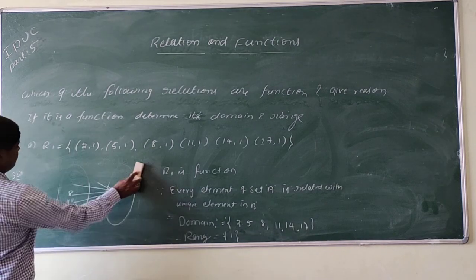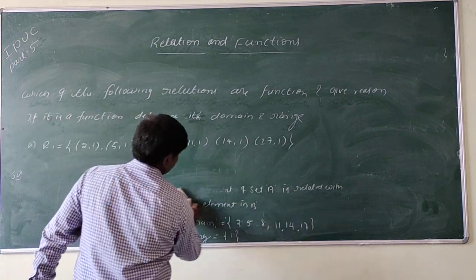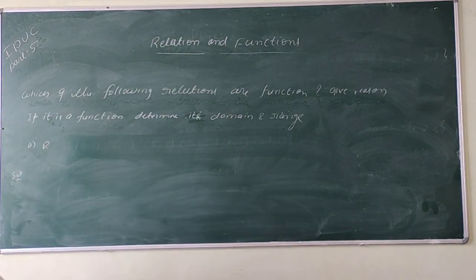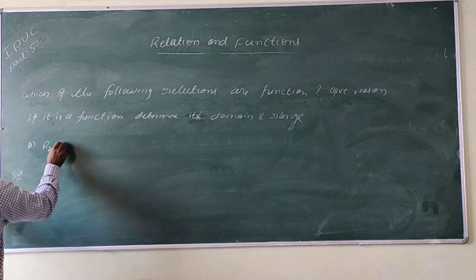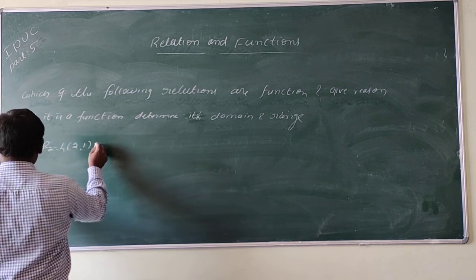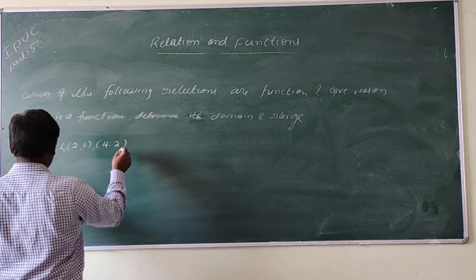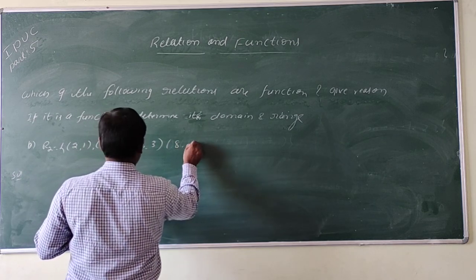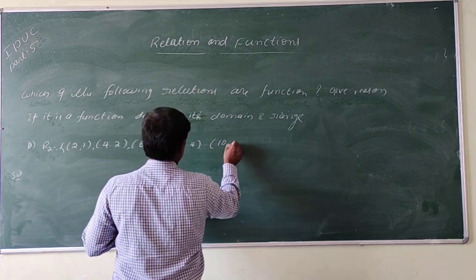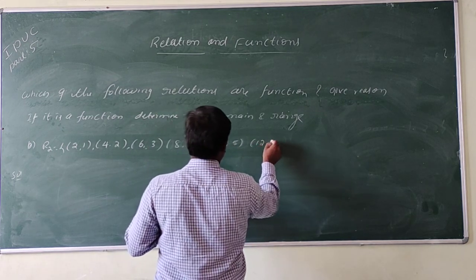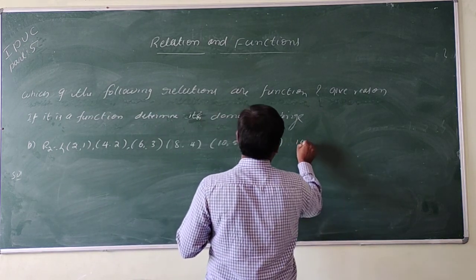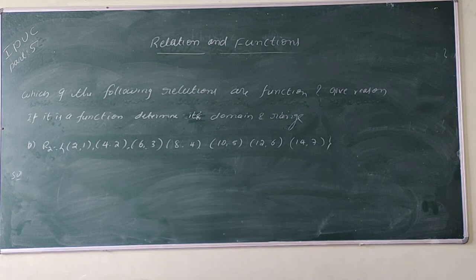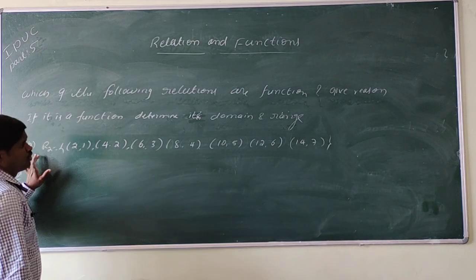Next problem. The second problem, R2 = {(2, 1), (4, 2), (6, 3), (8, 4), (10, 5), (12, 6), (14, 7)}. Is this relation R2 a function or not?